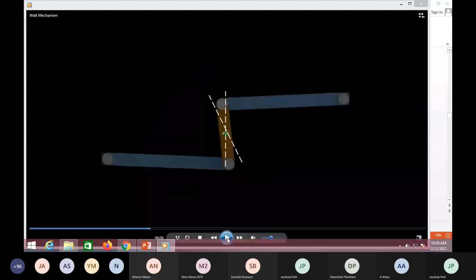Okay, here there is a horizontal link. These are the 2 horizontal links, and this is the vertical link. These 2 horizontal links are pivoted here, and any point on the vertical link traces an approximate straight line, but there is a ratio. We have to maintain that ratio, then it traces an approximate straight line like this.